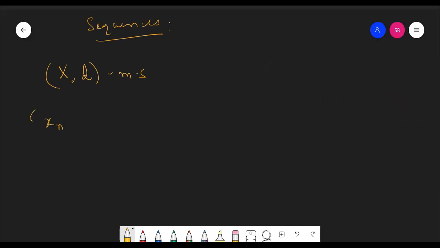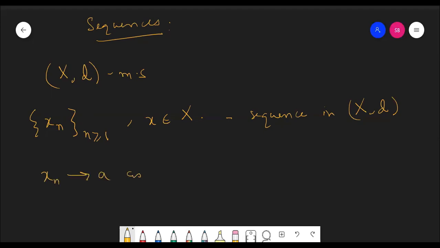Then let xn, we call this a sequence if xn is in X. So this is a sequence in X, the metric space. It is quite a simple definition. Okay, so when is the sequence convergent? When do we call the sequence convergent? Let me write this definition. xn converges to a as n tends to infinity, and here a should belong to X.